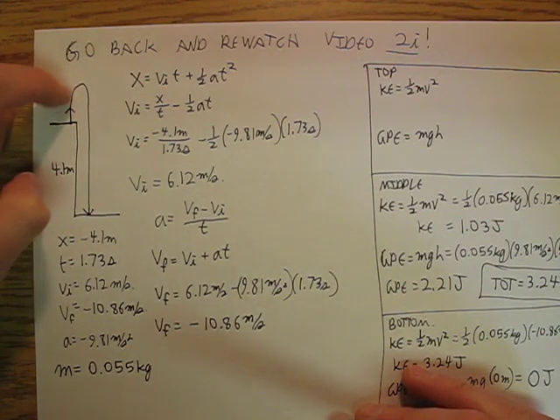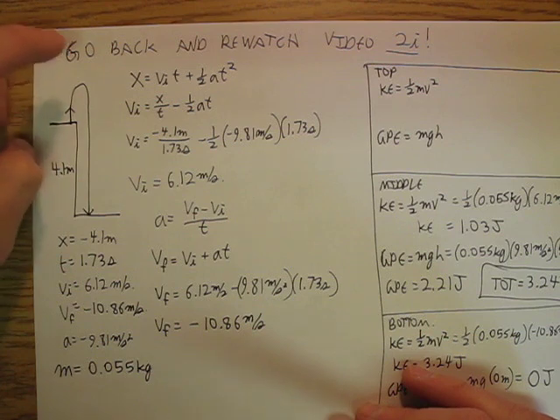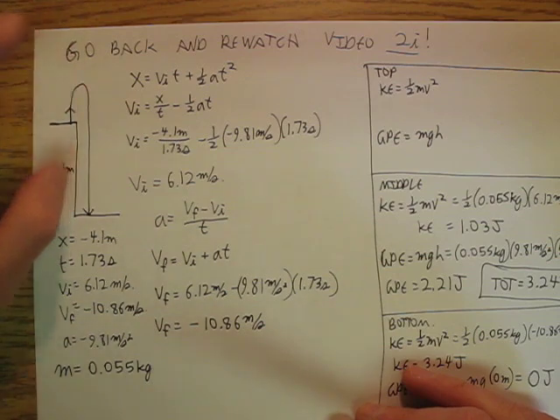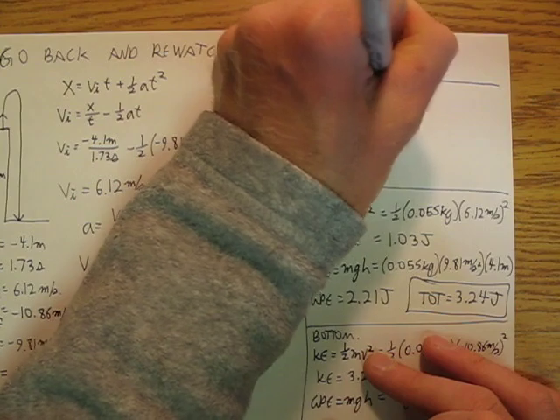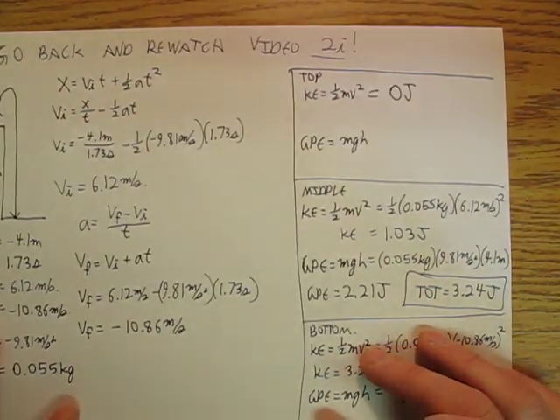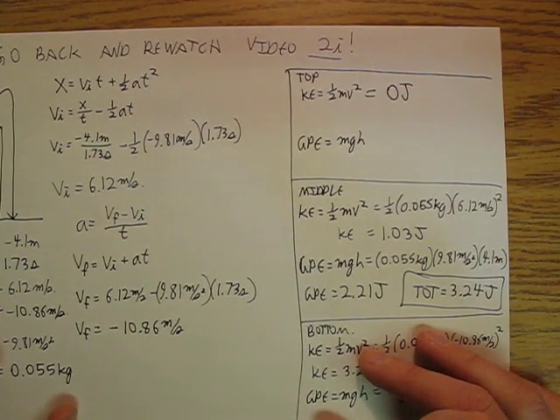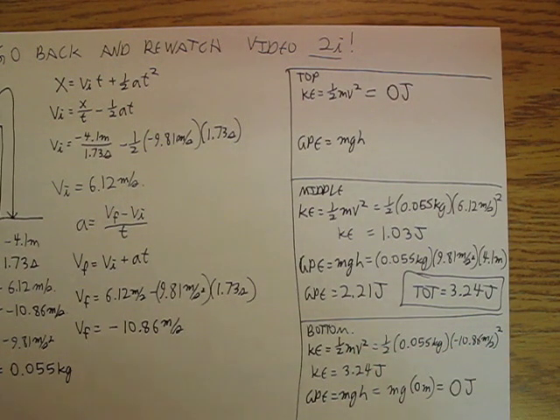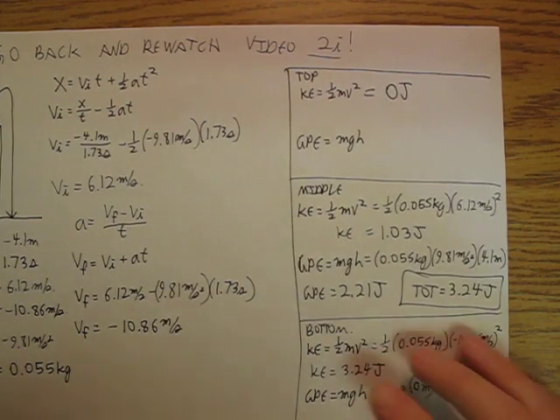Okay, so now at the very top of its flight, since the ball went more or less straight up and then straight down, its velocity right there was 0. So at the top of its flight, I'm going to say its kinetic energy was 0 joules, which means that at the top, its potential energy is going to be 3.24 joules.